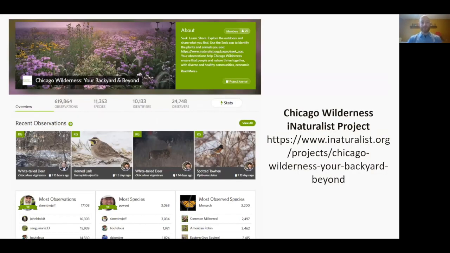And then there's also the Chicago Wilderness iNaturalist Project. That's something being worked on with the Field Museum. They're going to be analyzing the larger Chicago Wilderness region, looking at iNaturalist data. They have a project set up that anyone can join. You can go to the webpage and see where people are making observations all throughout the Chicago Wilderness region, within the multi-state area, which is kind of cool to see what species are present in this larger region.